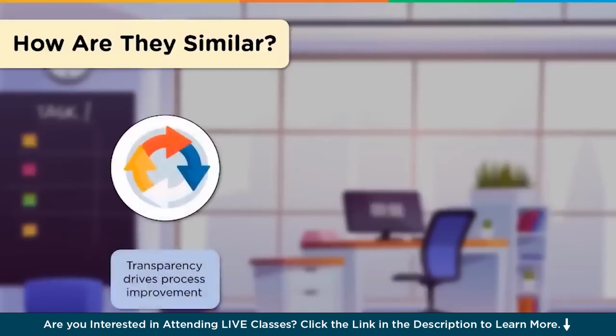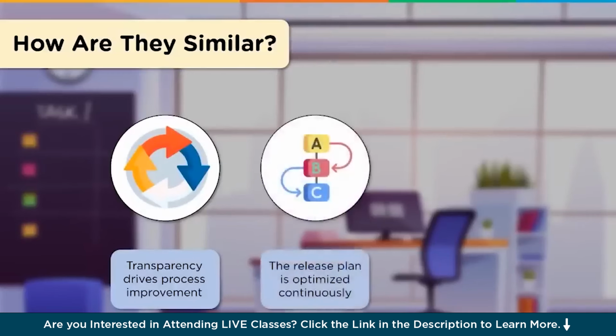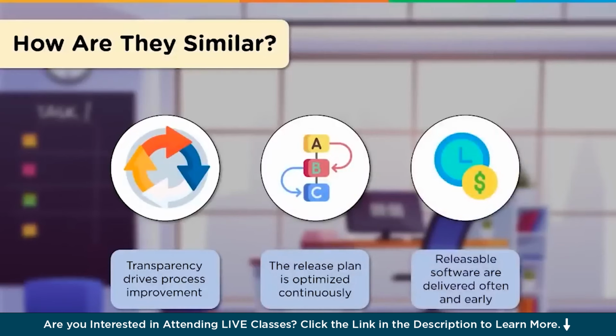Transparency plays a major role in both these frameworks by helping them drive process improvement. And in both cases, the release plan is continuously optimized. And finally, both these methods aim to deliver releasable software often and earlier than expected.